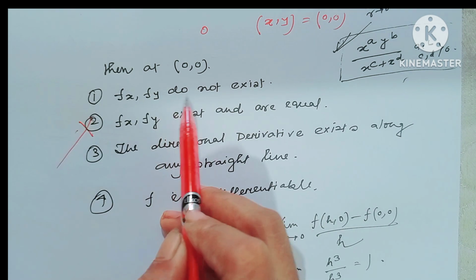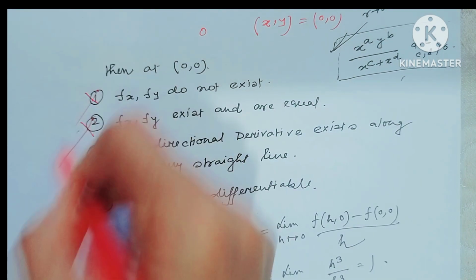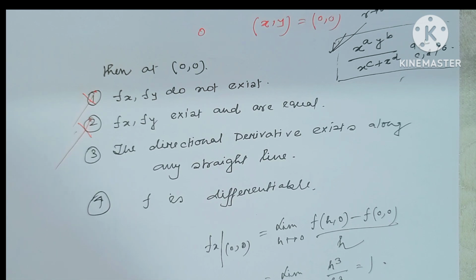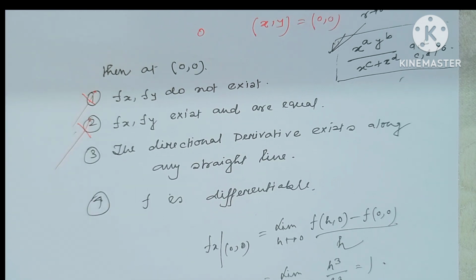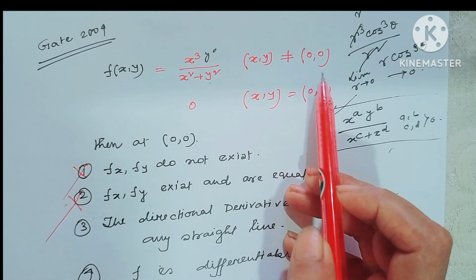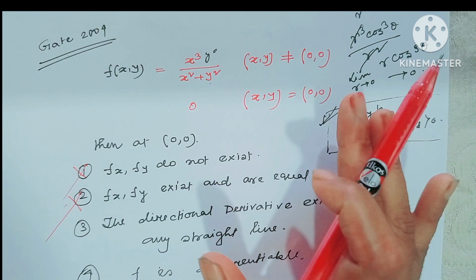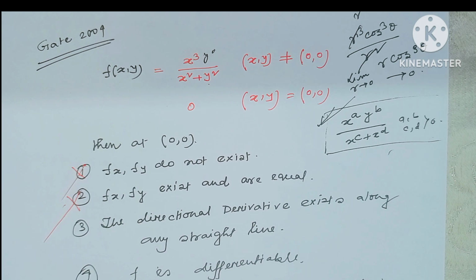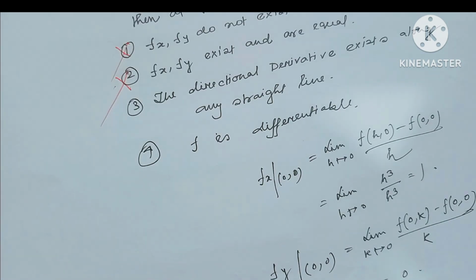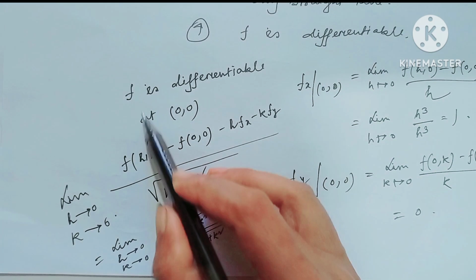The option indicating fx and fy do not exist is also a wrong option. The option saying fx and fy exist but the values are not equal is wrong as well. Now I will look at differentiability. Obviously the function is differentiable at all points, so I only need to check differentiability at the point (0, 0).